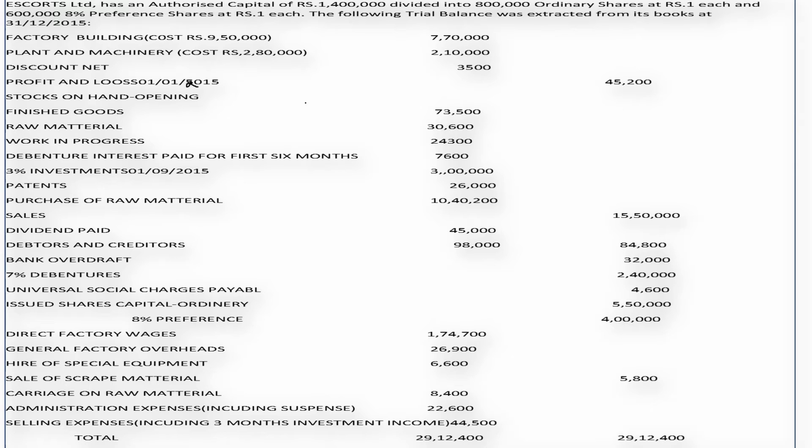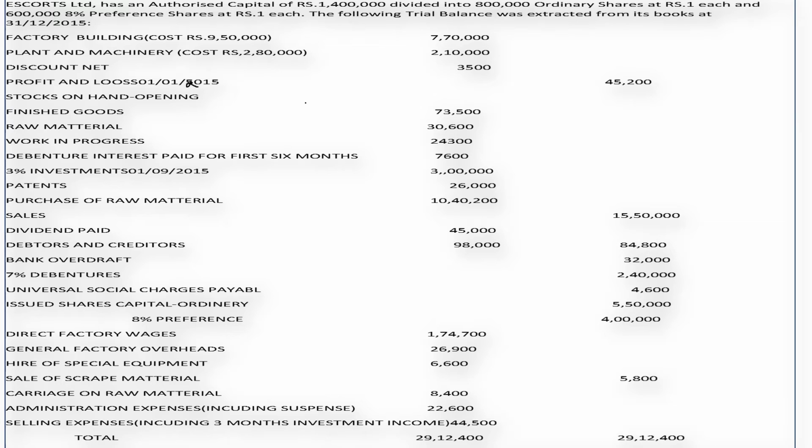Raw material 30,600. Work in progress 24,300. Work in progress is what we use for those goods which are not yet finished goods or in the form of raw material. They are also called semi-finished goods, on which some process is going on. They are under process, that is called work in progress.